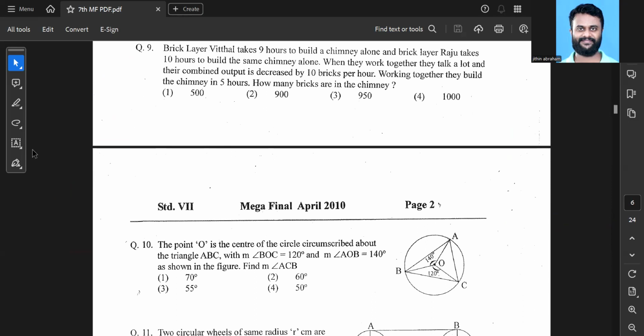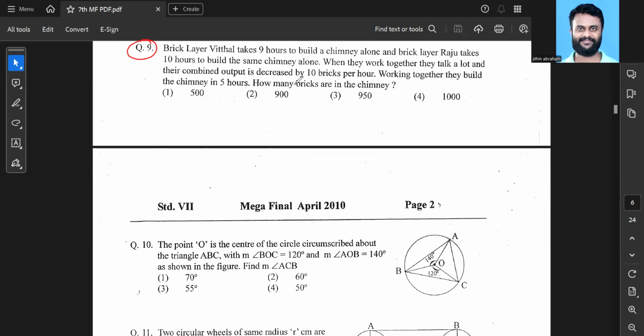Ninth question. Bricklayer Vittal takes 9 hours to build a chimney alone. Bricklayer Raju takes 10 hours to build the same chimney alone. When they work together, they talk a lot, and their combined output is decreased by 10 bricks per hour. Working together, they build the chimney in 5 hours. How many bricks are there in the chimney?